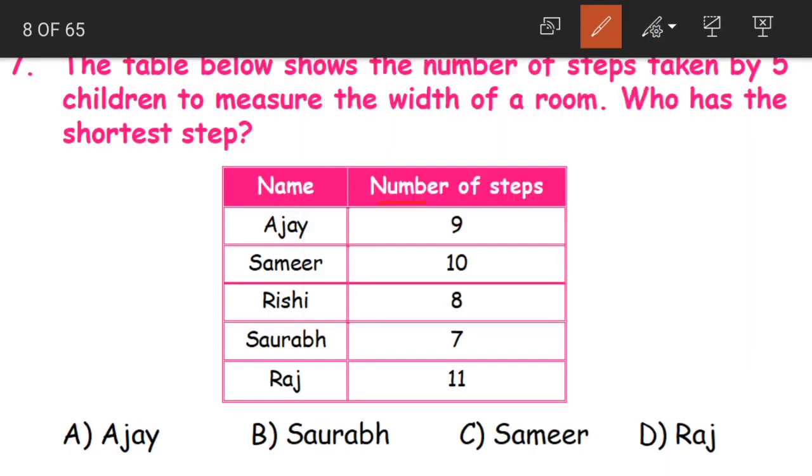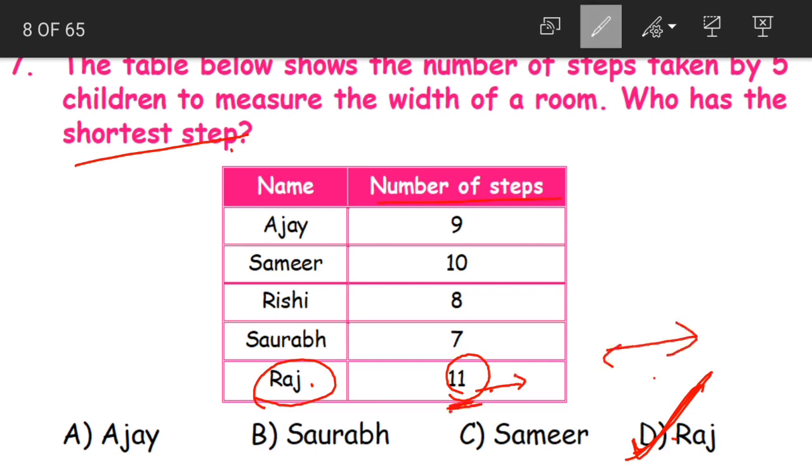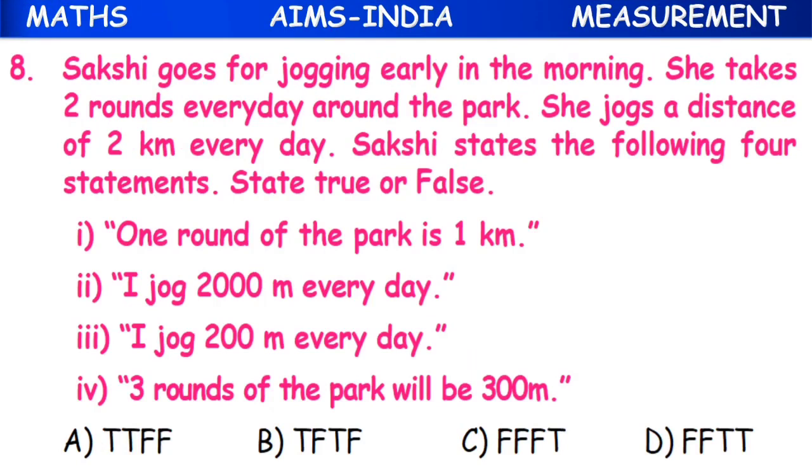If you look at the number of steps, who has the highest number of steps? 11. So Raj becomes the person with the shortest step. Option D, Raj. He had the shortest step. That is why he had to take the maximum number of steps to cover the width of the room. Understood children? Option D, Raj is the correct answer.